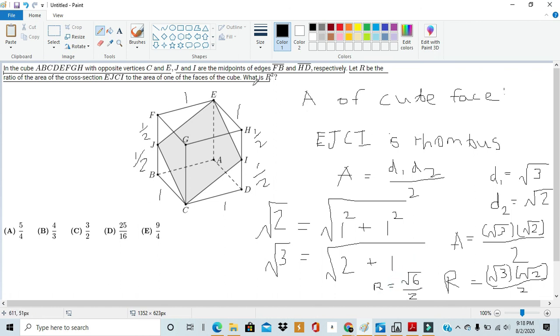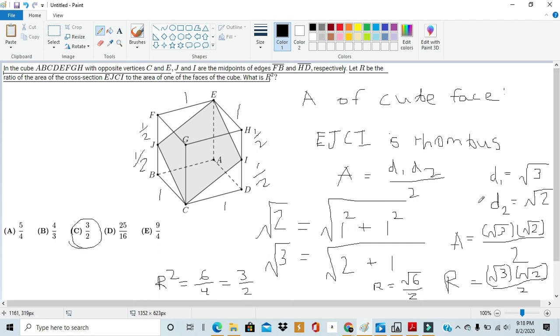Now here's the thing. In the problem, it asks us for the value of R squared, not R. So even though we got that R is root 6 by 2, we still have to square both sides. Squaring both sides, we get that R squared is equal to 6 by 4. And anybody who knows how to reduce fractions will automatically notice that 6 by 4 is just 3 by 2, which is our answer C.